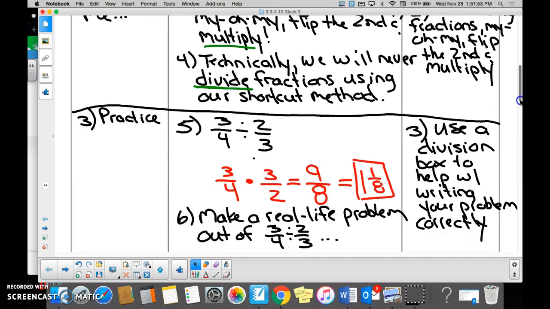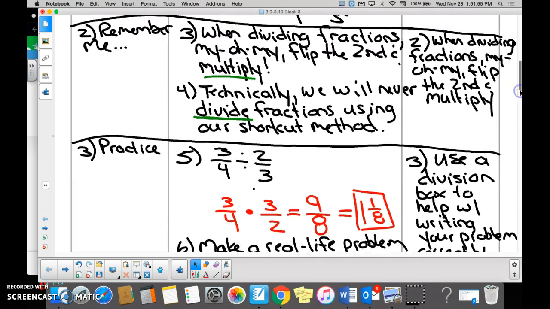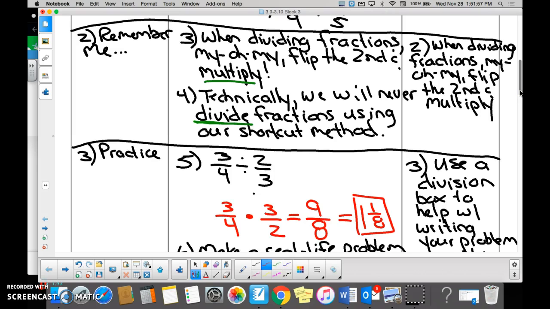Your example is number 5. 3/4 divided by 2/3. You guys said when dividing fractions, my oh my, flip the second. This is our second fraction. When we say the second, we're talking about the second fraction. So if we flip 2/3, it becomes 3 over 2 or 3/2, right?